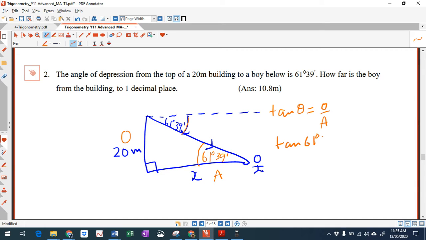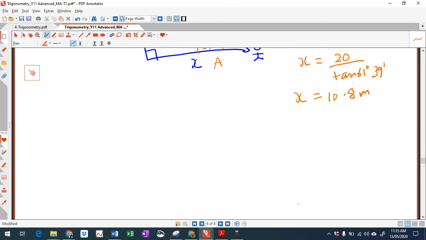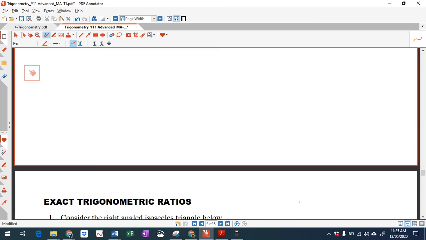Tan 61 degrees 39 minutes equals 20 on x. So x is equal to 20 on tan 61 degrees 39 minutes, which equals 20 divided by tan 61 degrees 39 minutes. You're going to get 10.8 to 1 decimal place, so 10.8 meters. Okay, so that's x. All right, so that is it.